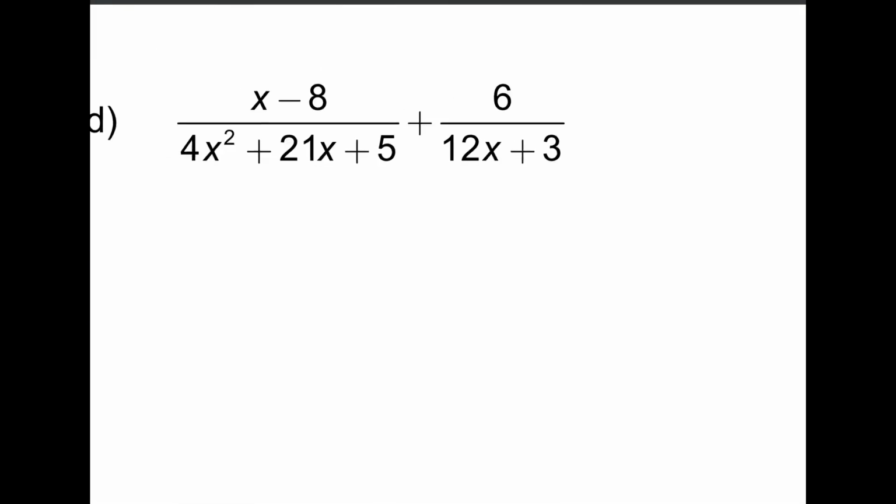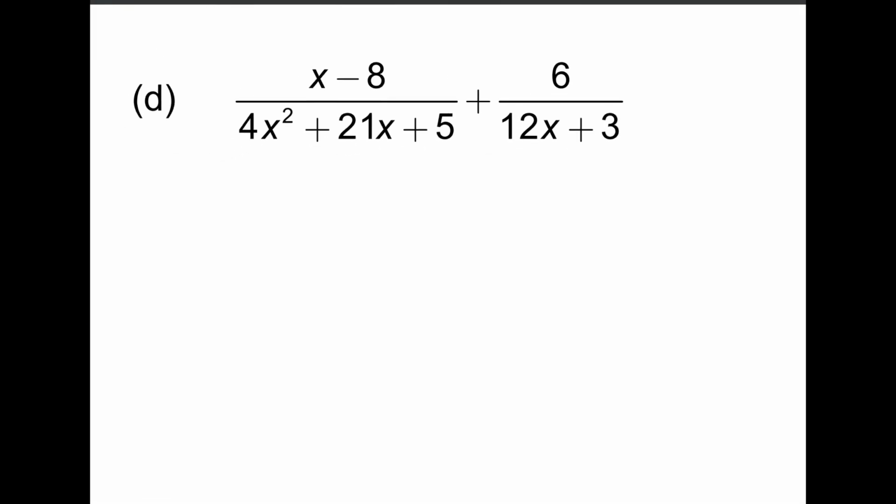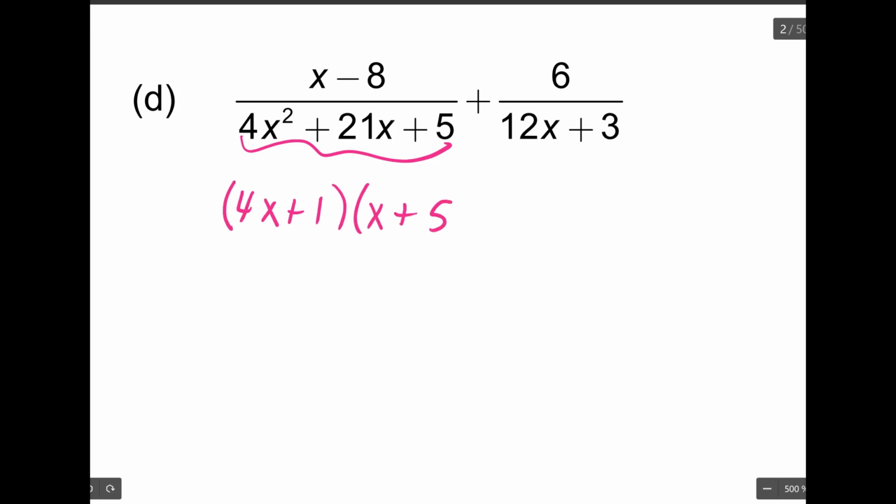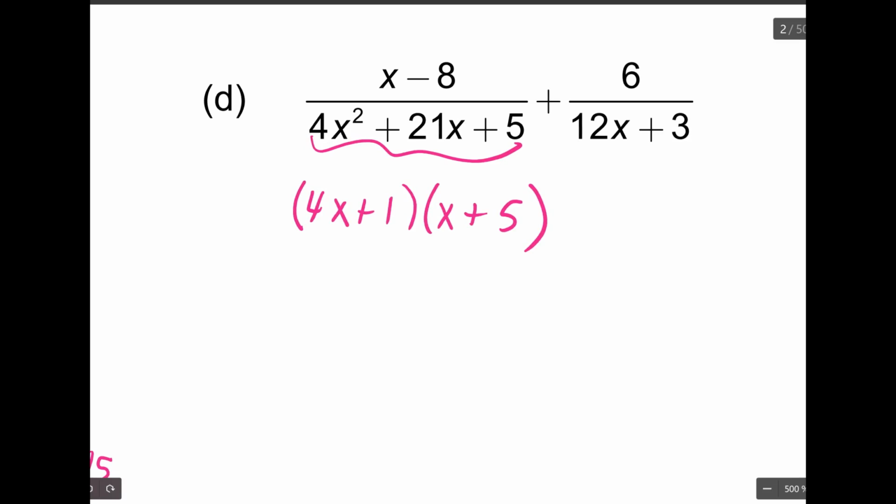Okay. So you want to factor the left side on the bottom first. You do 4x plus 1 times x plus 5. How did you find this out? Because 4x times x is 4x squared, and then 4x times 5 is 20x, and then 1 times x is x, so it adds to 21x, and then multiplies to 5. Good. So you're totally right.